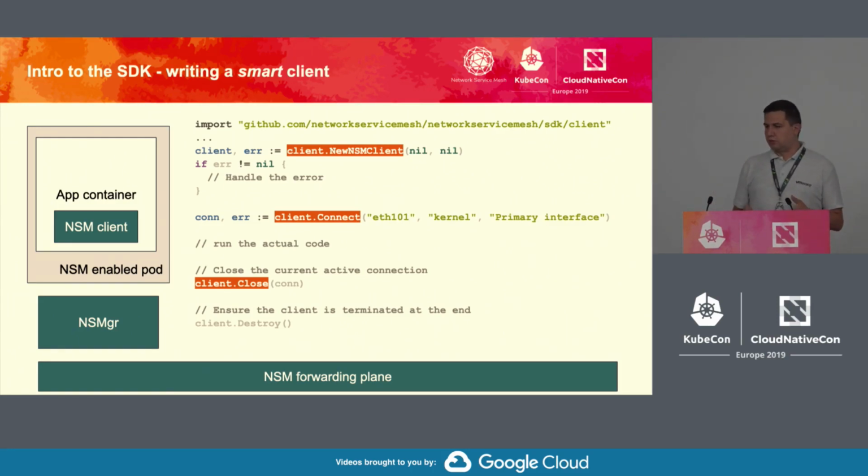So this way you have dynamic control at runtime of injecting interfaces within your pod. You request an interface, you request a network service. As a result, you get this interface injected for you. The service is there. When you're done, you can close. The interface gets removed. You can request it again. You don't have to restart pods and do things like that.